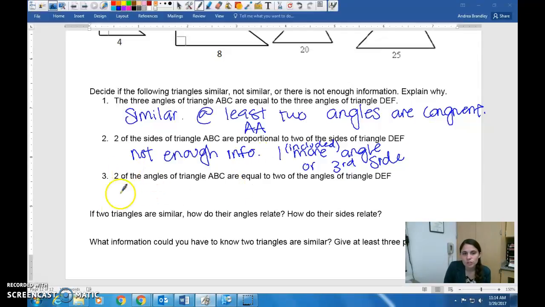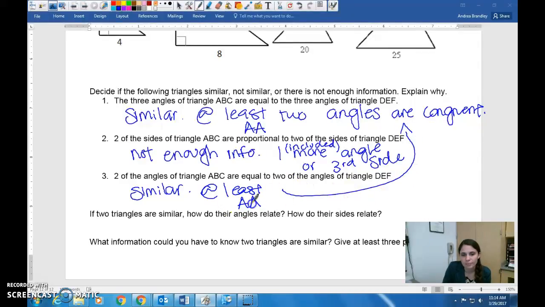And then the last one is 2 of the angles of ABC are equal to 2 of the angles of triangle DEF. Now this one is just fine, similar, because all you need to know is that at least 2 angles are congruent, just like we wrote right up here. And then we can use the angle-angle theorem.